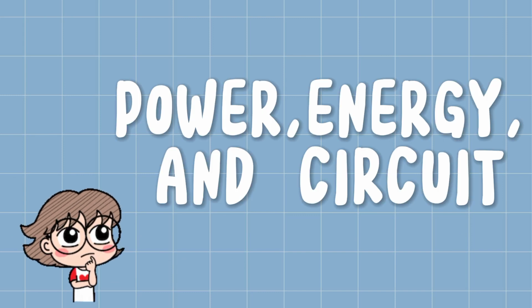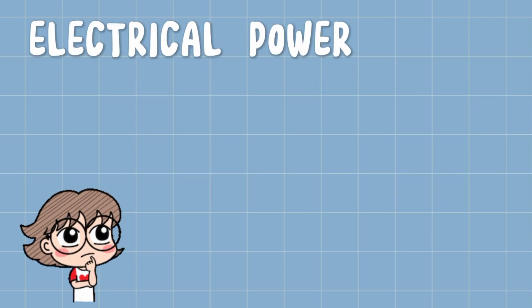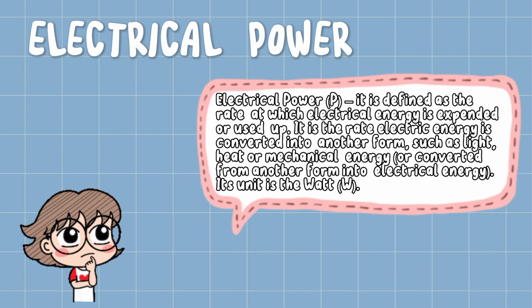The next topic will be electrical power, electrical energy, and electrical circuit. Electrical power. It is defined as the rate at which electrical energy is expended or used up. It is the rate at which electric energy is converted into another form, such as light, heat, or mechanical energy, or converted from another form into electrical energy. Its unit is the watt.